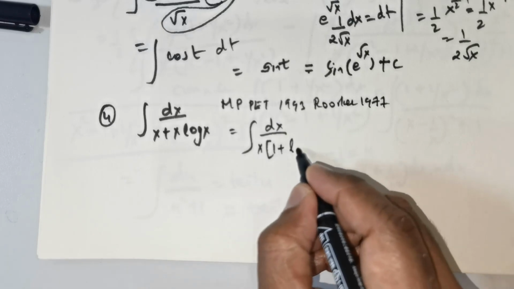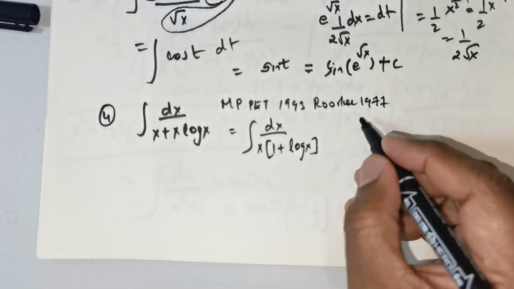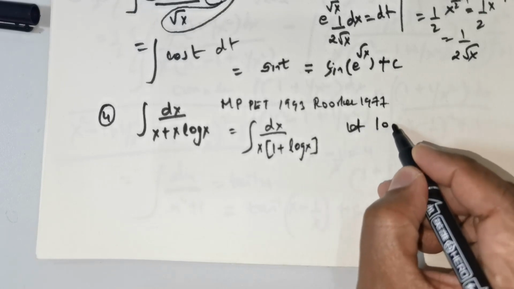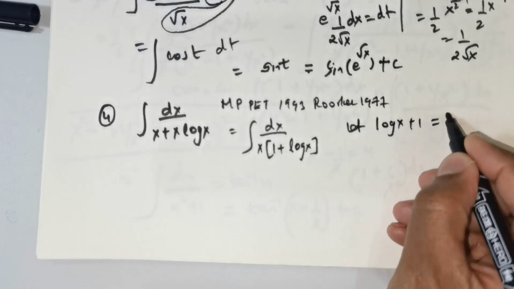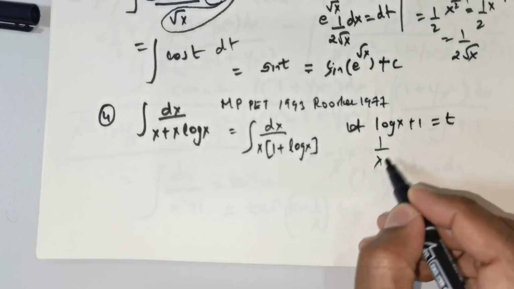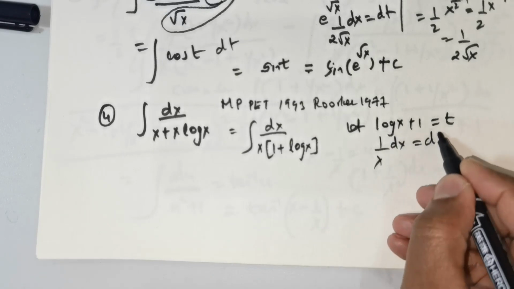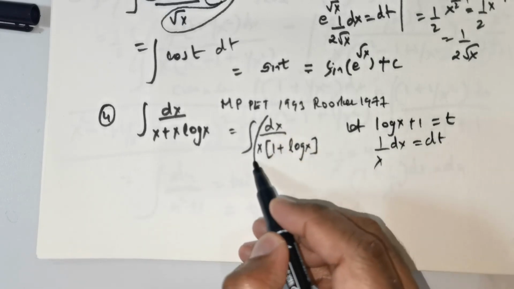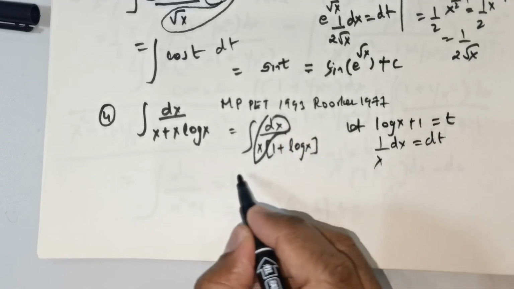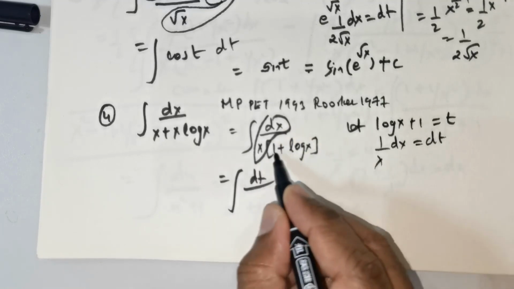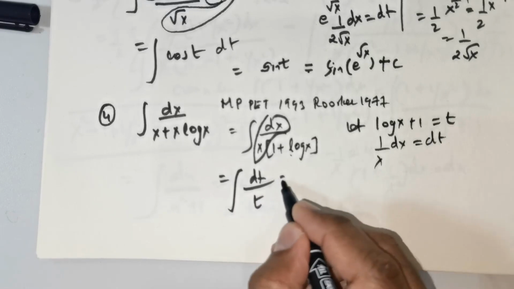Then I will let 1 + log x be equal to some t. I differentiate this, I get 1 over x times dx. I differentiate the right side, I get dt. So in place of dx over x, I can substitute dt. So there's going to be dt there. In place of 1 + log x, you can substitute t.